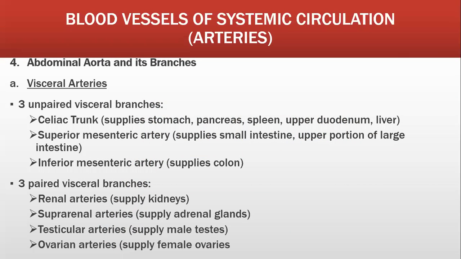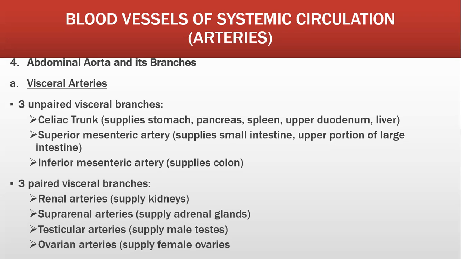Then we have the abdominal aorta and its branches. So the visceral arteries has paired and unpaired visceral branches. So for our three unpaired visceral branches, we have the celiac trunk that supplies the stomach, pancreas, spleen, upper duodenum, and the liver. And the superior mesenteric artery that supplies blood in the small intestine and the upper portion of the large intestine, and the inferior mesenteric artery that supplies blood in the colon.